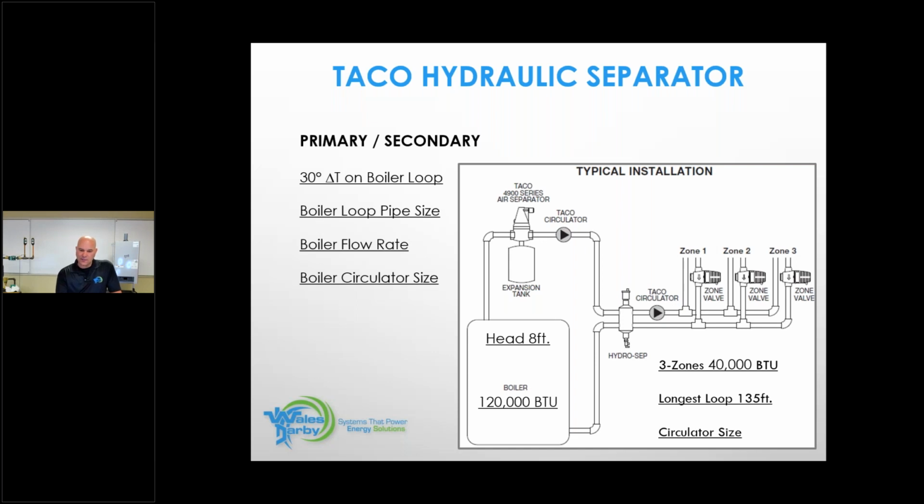If you're doing really well, you can cross over to the system side. There's a Taco circulator there. There are 3 zone valves. Each zone is 40,000 BTU. The longest loop is 135. What size would that circulator be? So for this example, you'll need page 51, 55, and if you have your piping chart from week 1, that would also be good.